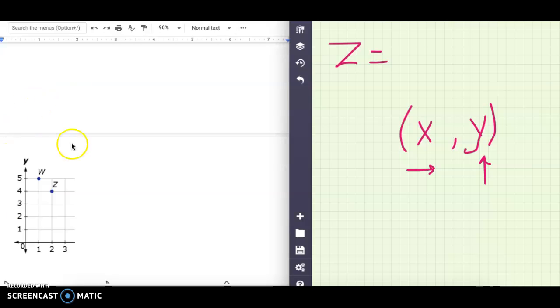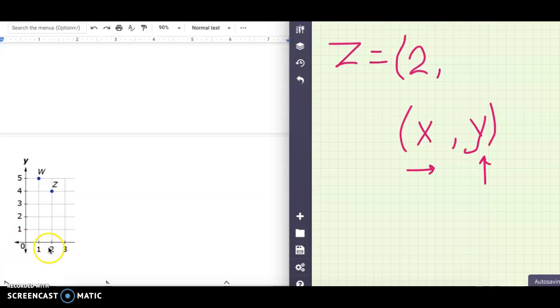Next, we're going to review how to do points. So remember, when you're doing points, it's X and then Y, and we are just dealing with quadrant 1 in our project. So remember, X is how far to the right you go, and Y is how far up you go. So let's look at point Z. We're going to go over 2. So that's my first coordinate. I'm going to put a 2.